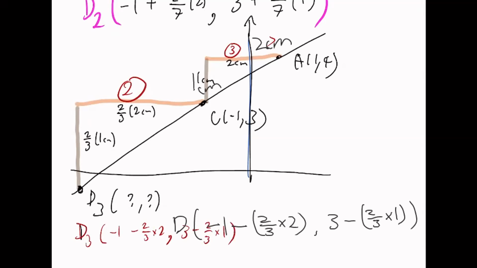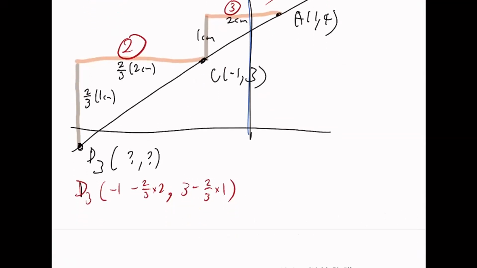Okay, let's double check. Do we get the same answer as the D2? Type in the calculator. So -1 minus 2/3 times 2. This is -7/3. In mixed numbers, this will be -2 and 1/3. Comma 3 minus 2/3. This is 7/3, which is 2 and 1/3.